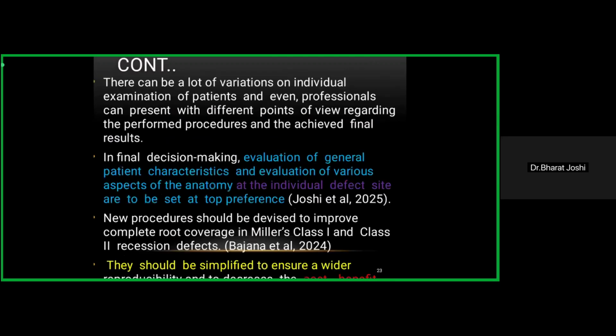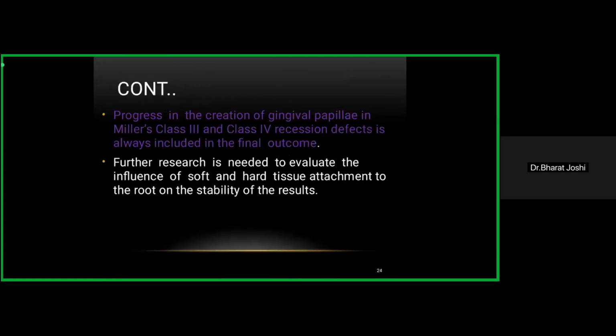So there can be variations, and evaluation has to be done on the aspects of the anatomy, and it should be simplified to produce reproducibility and decrease the cost-benefit ratio, because economics sometimes also has to be considered according to the patient's achievement. Progress has to be seen in terms of class 3 and 4, which do not provide complete recovery. So I can say further research is still needed to evaluate the influence of the soft and the hard tissue attachment.